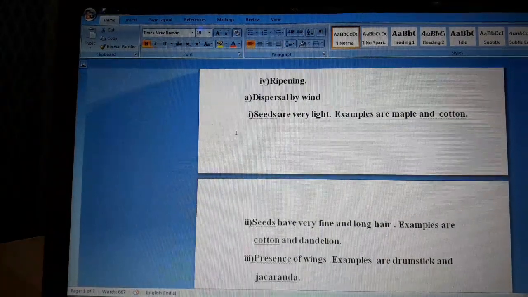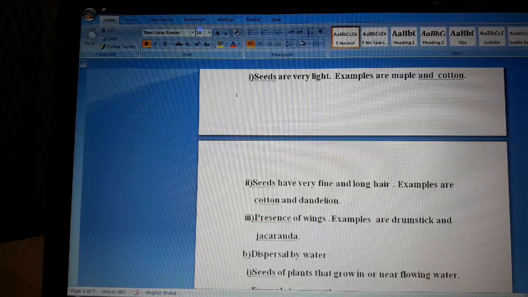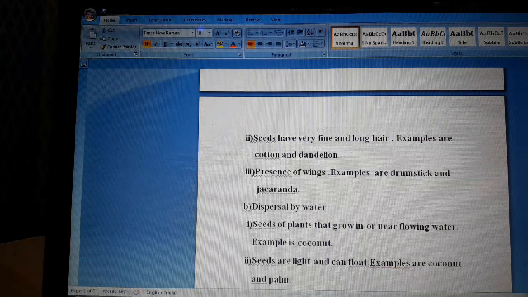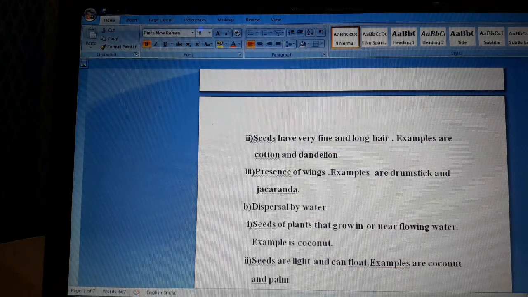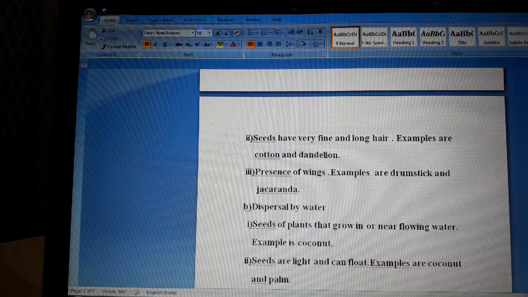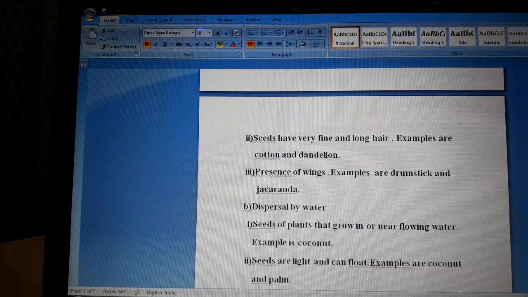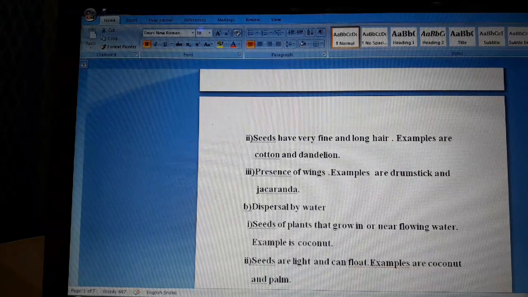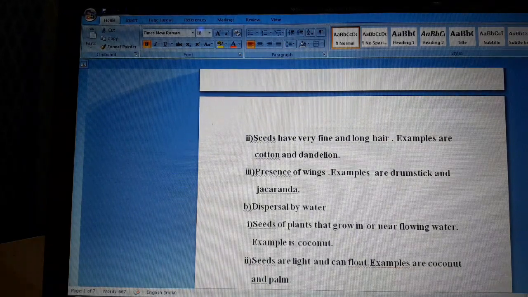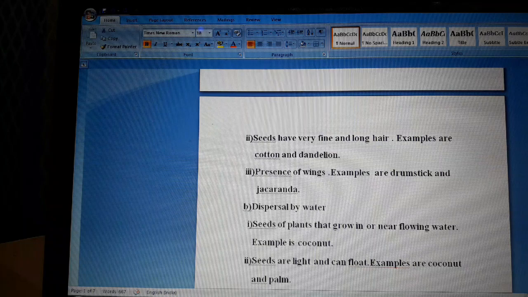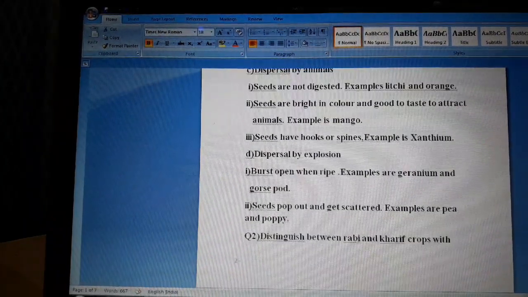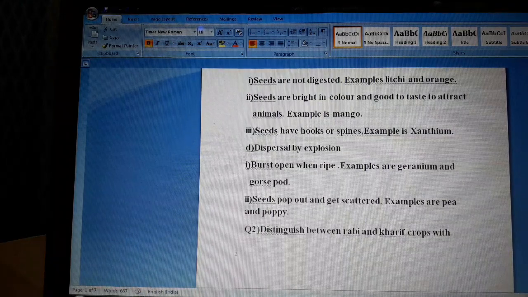Okay. Next is seeds have very fine and long hair. These are examples of cotton and dandelion, so that they can be easily blown by the wind. And presence of wings. Literally it doesn't fly, but it blows when the air blows. Okay. Examples are drumstick and jacaranda. Now we have come to the next point, that is dispersal by water. Dispersal by water. Okay.